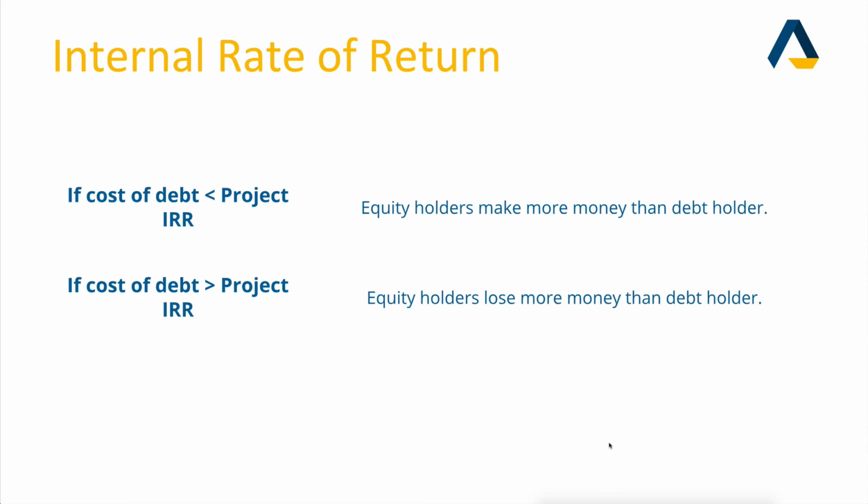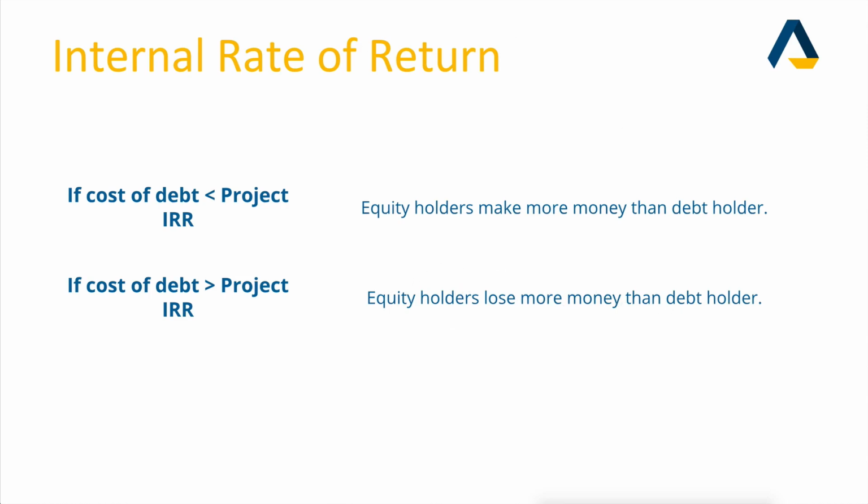If cost of debt is less than project IRR, equity holders make more money than debt holders. So this is one of the most important things that you've got to understand. If the cost of debt is less than project IRR, that means you are making more money. You, as a developer, are making more money than the debt holder. And if the cost of debt is greater than your project IRR, that means equity holders lose more money than debt holders.